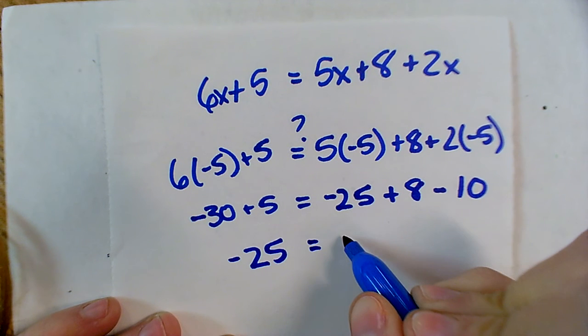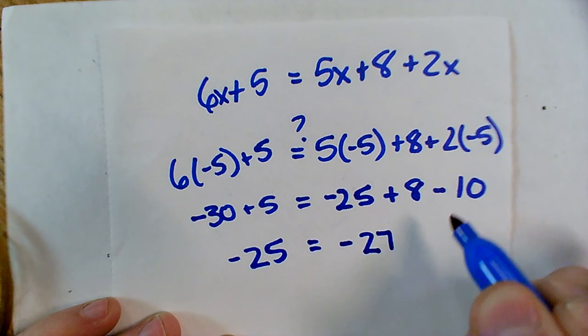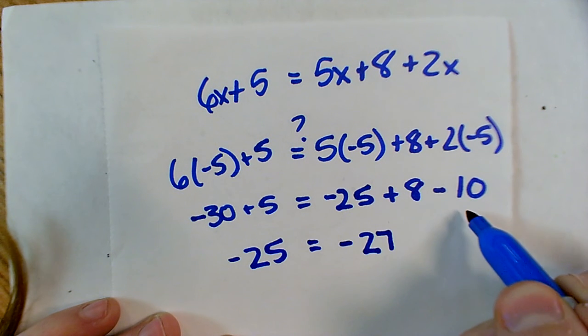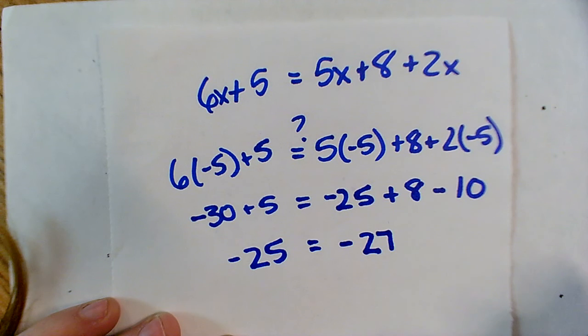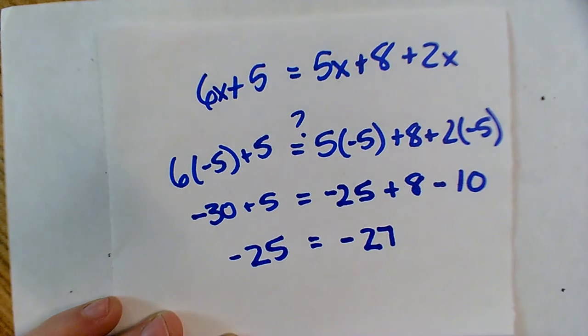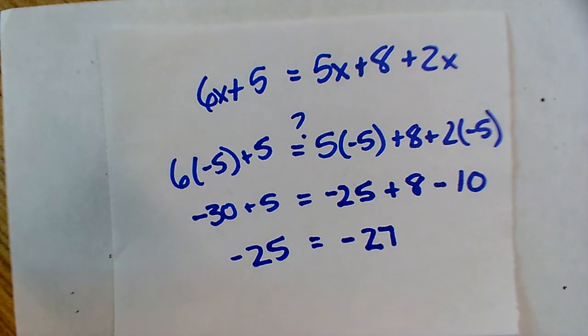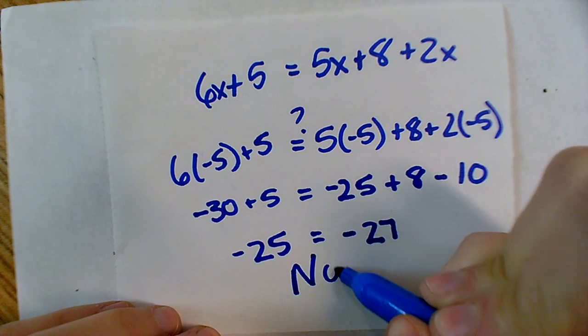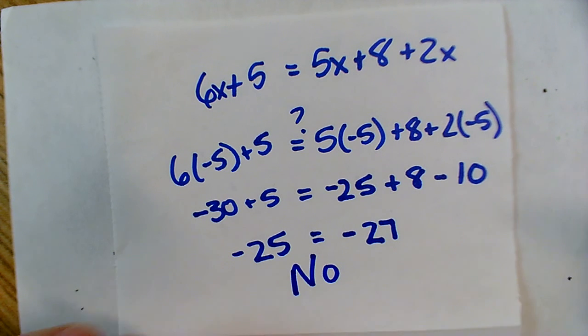And over here we have negative 27. Right, negative 25 minus a 10 makes negative 35, plus 8 is negative 27. So, are these two things equal? No. That means that negative 5 is not a solution to this equation.